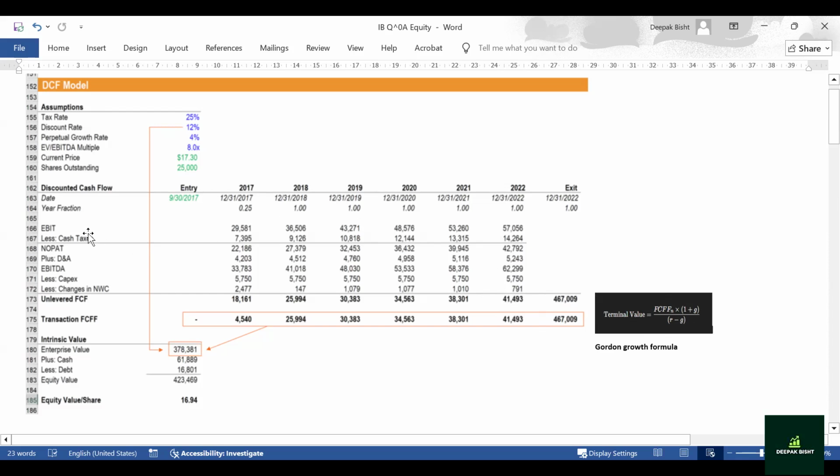So basically, here what we have done is we have calculated these numbers. We have calculated our EBIT, our tax numbers, the depreciation and amortization, our capital expenditure and changes in working capital. We have forecasted these numbers to get our unlevered free cash flow. To forecast these numbers, we have used the previous data and tried to find a trend. And then we have forecasted these numbers based on the trend and assumptions.